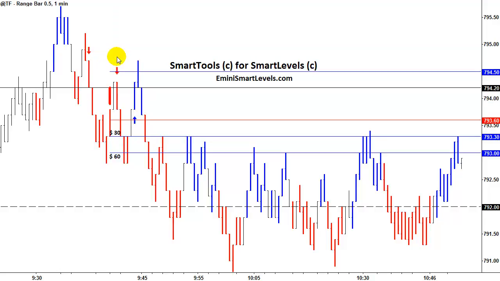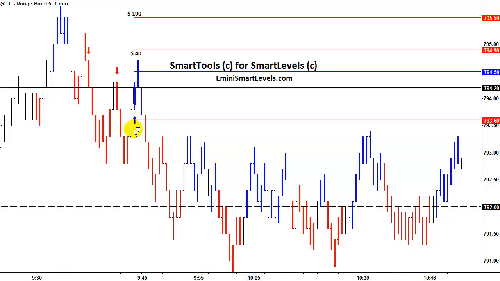This setup here is validated by the smart levels and also went down to reach both profit targets. The next trade is validated by the smart levels and is a losing trade. Maybe got halfway to the first profit target before reversing. And then we got very close to the news at this point.